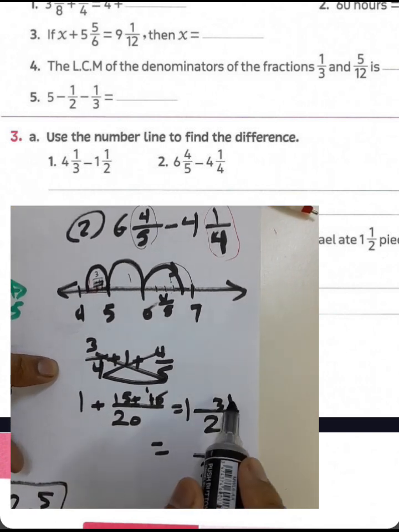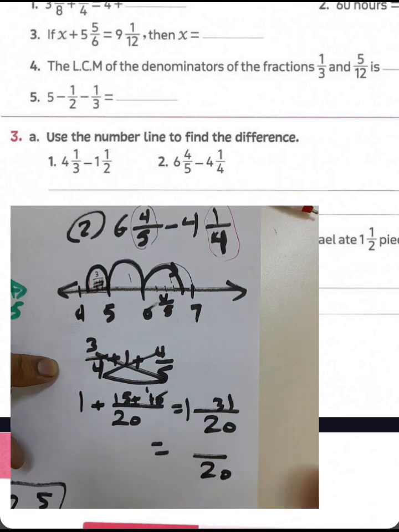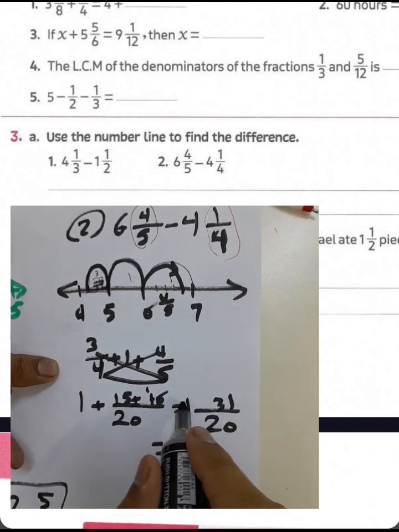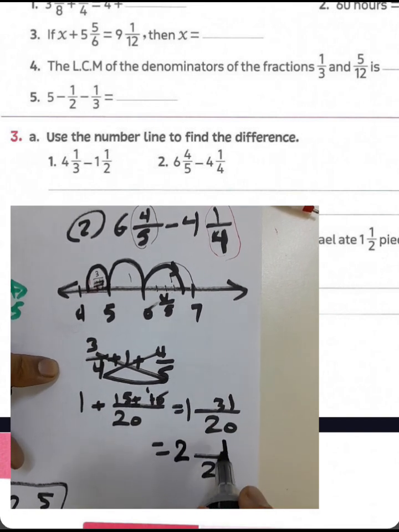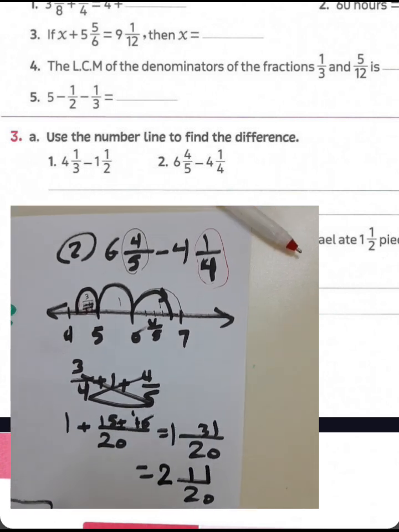31 divided by 20 equals 1, and the remainder is the difference between them. 1 plus 1 equals 2, and 1 minus 0 is 1, 3 minus 2 is 1. The result will be 2 and 11 over 20.